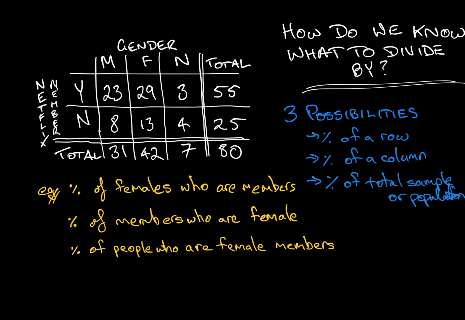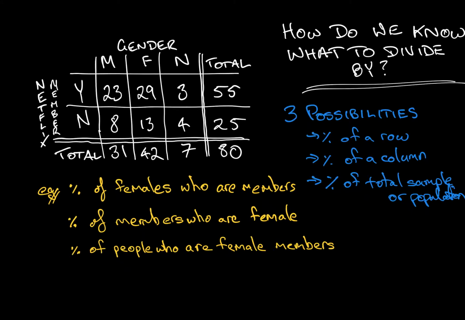In the top left corner, I've got an example of a two-way table that I created earlier, and this is looking at frequencies or counts of people defined by their gender and by their membership of Netflix. So for example, you can see right down the bottom corner here, we've got a total of 80 people in the sample. 55 of them are Netflix members, 31 are males, and looking into the table itself, we might see that there are 29 people who are reporting as female, who are also members of Netflix.